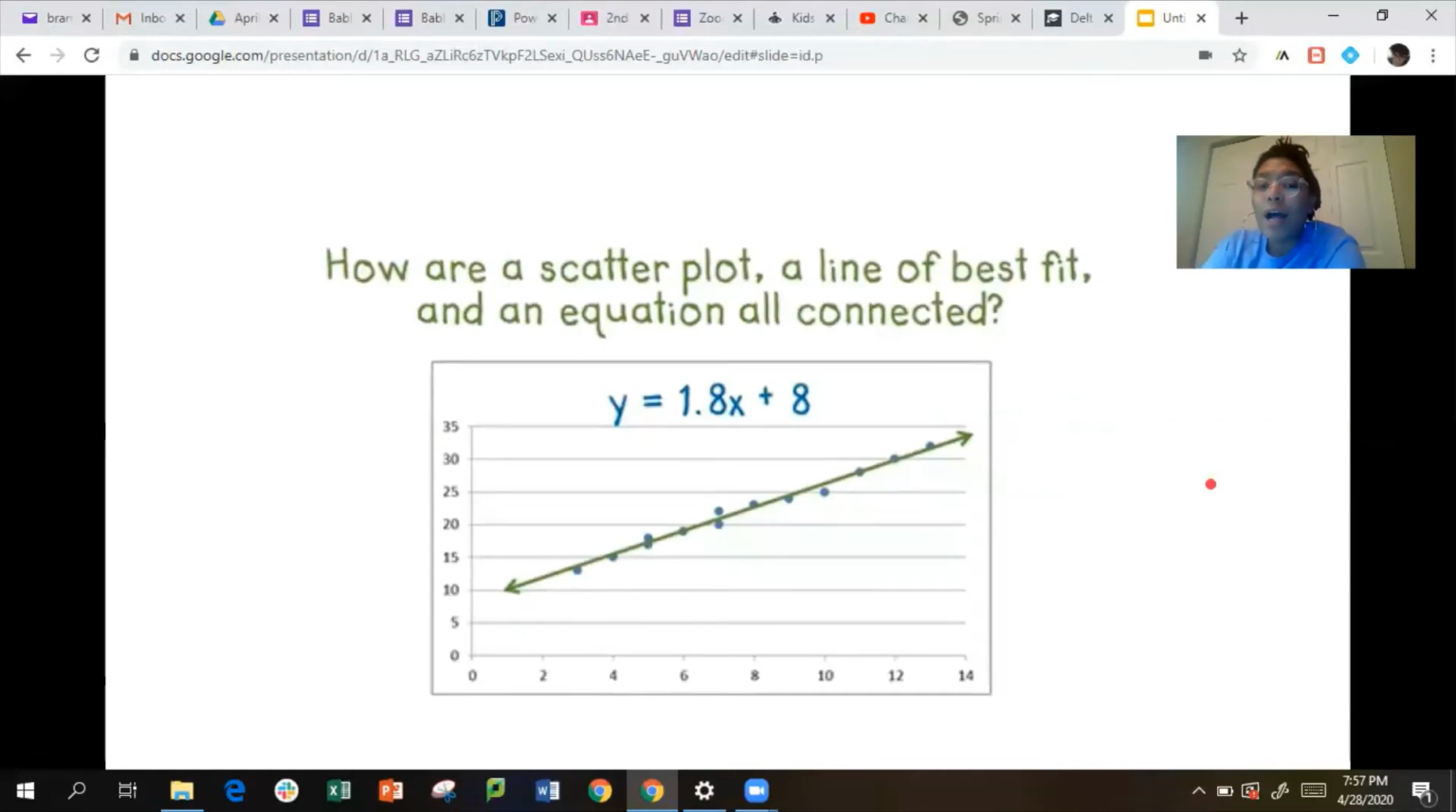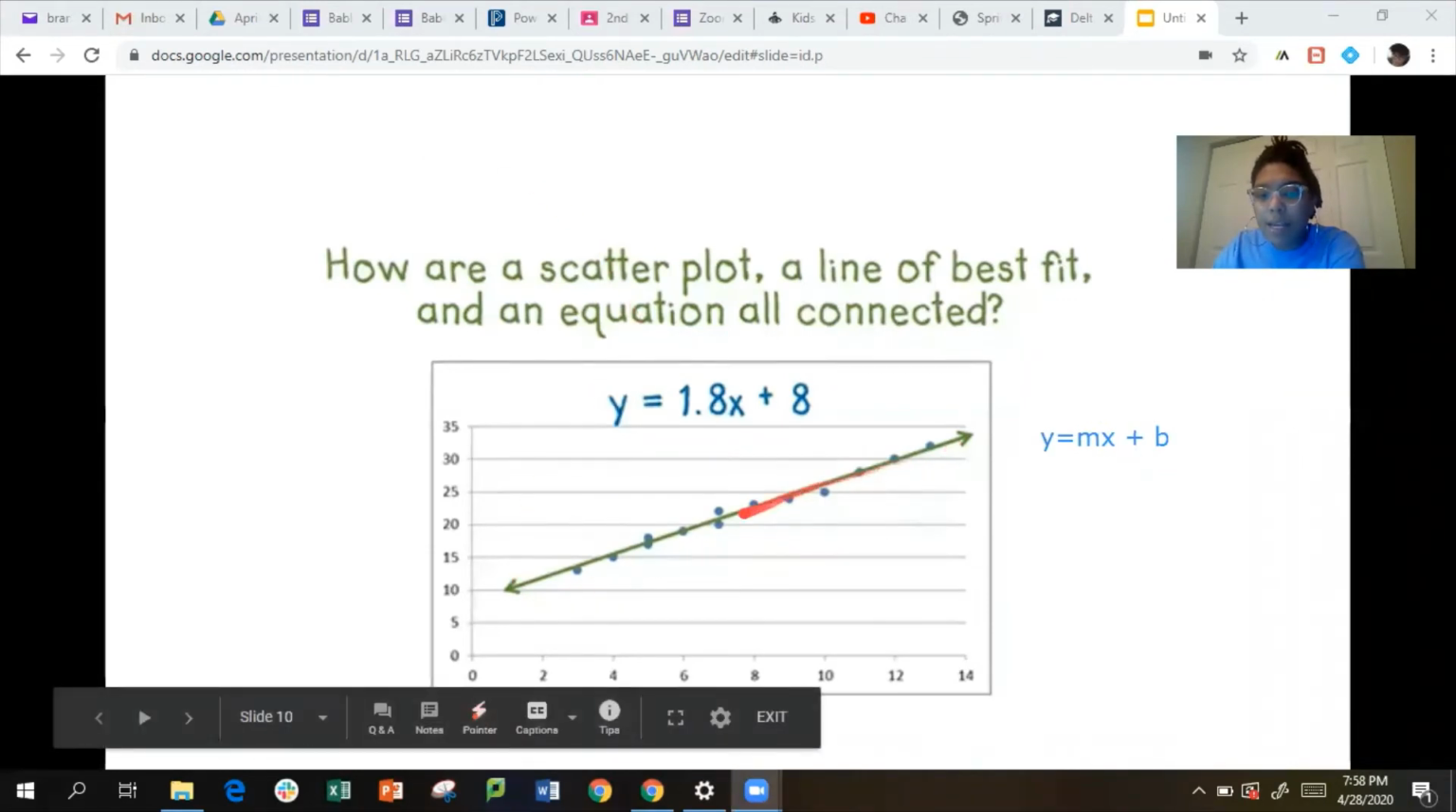Now, how are a scatter plot, a line of best fit, and an equation all connected? I believe Ms. Cruz did this in her lesson yesterday a little bit, where we already went over slope-intercept form, which is y equals mx plus b. So let's go ahead and write that. y = mx + b.